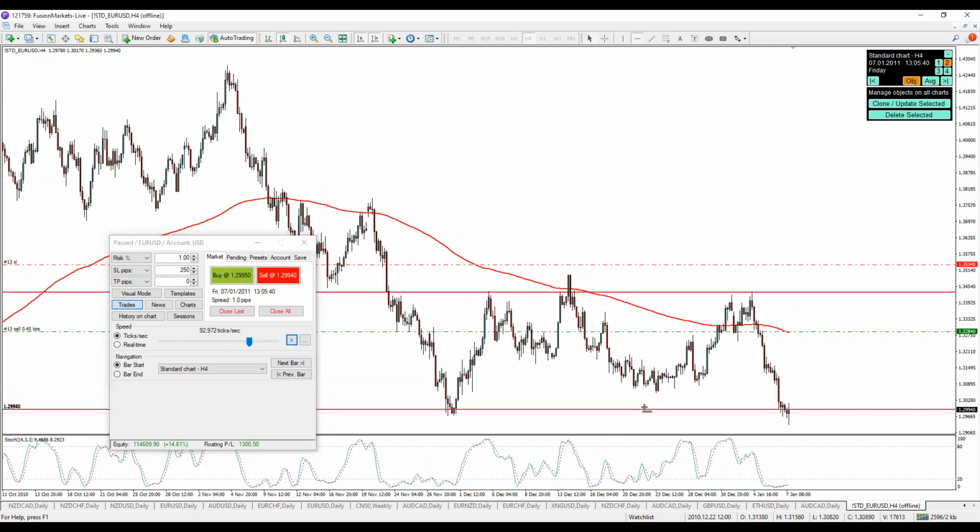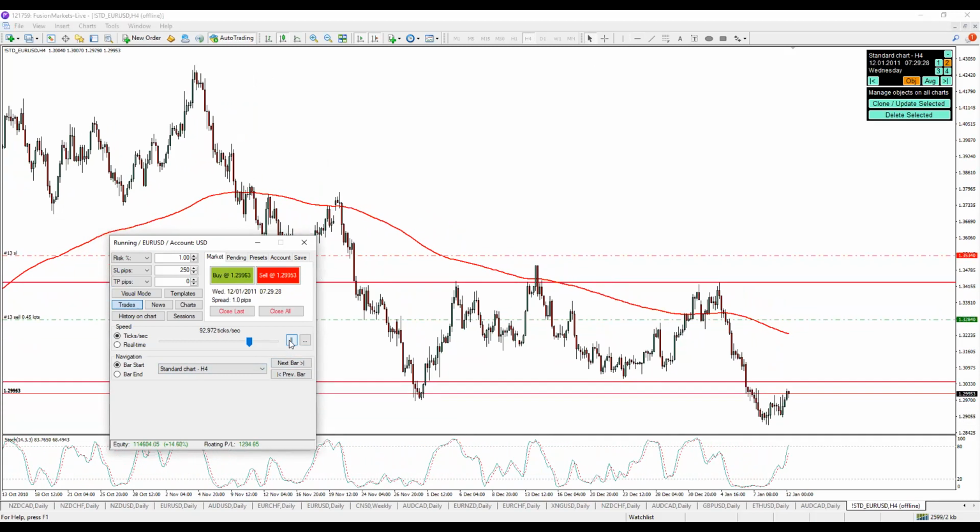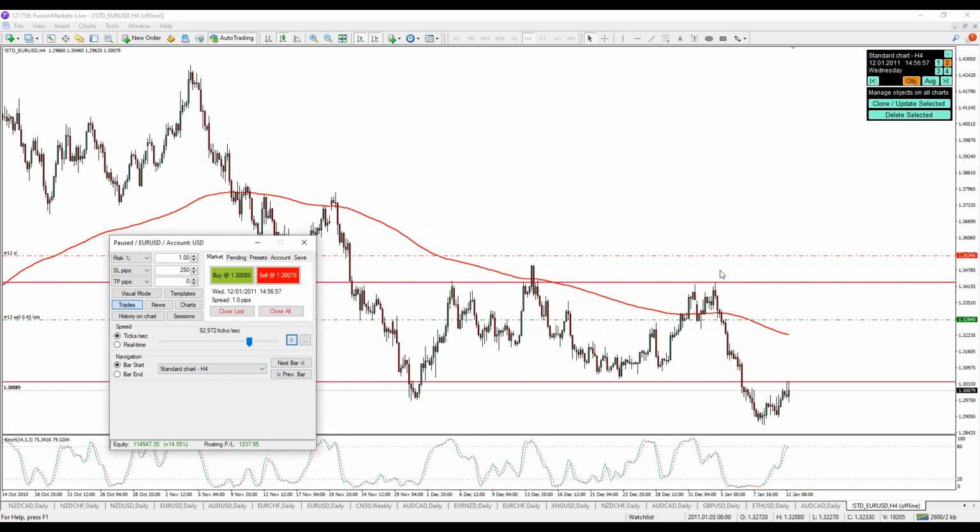Okay, so now we've broken past here. We're up 1.3% or so, a little bit over. Here at this point, you could set it to break even. Okay.